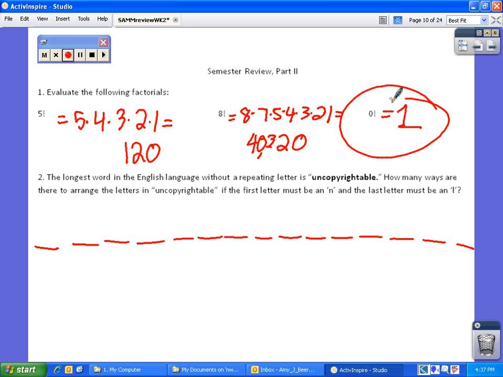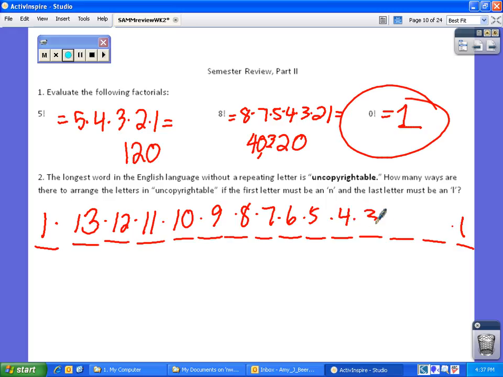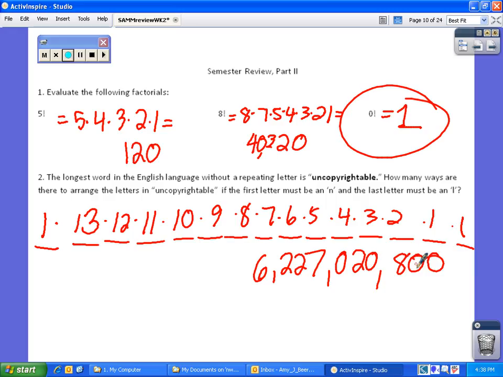If the first letter must be an N, there is only one choice for the first letter, and the last letter must be an L, so the last letter only has one choice. And from there, you have 13 letters to choose from, 12 all the way down to 1, and you end up getting a very big number, which is 6,227,020,800 different combinations.